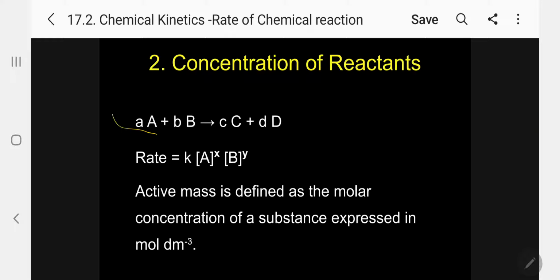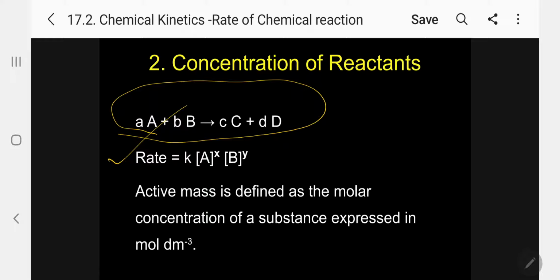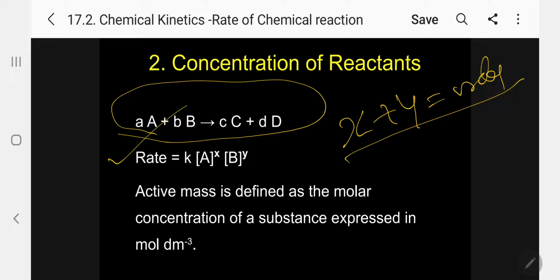Take for example a general reaction, A plus B giving C plus D. For this, I am writing rate equal to rate constant into [A] to the power of x, [B] to the power of y, where x plus y is nothing but the order of the reaction. Sum of the exponential powers is the order of the reaction.